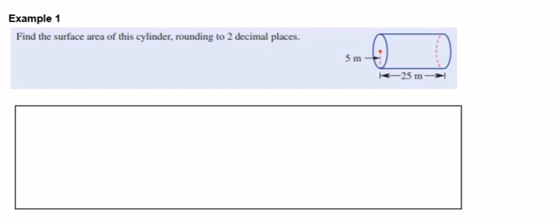So lesson 12, surface area of a cylinder, example 1. It says find the surface area of the cylinder, rounding to 2 decimal places. Well, let's just write down the formula again so we know what we're talking about.